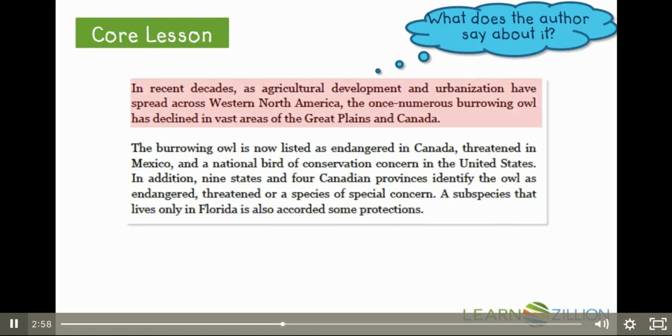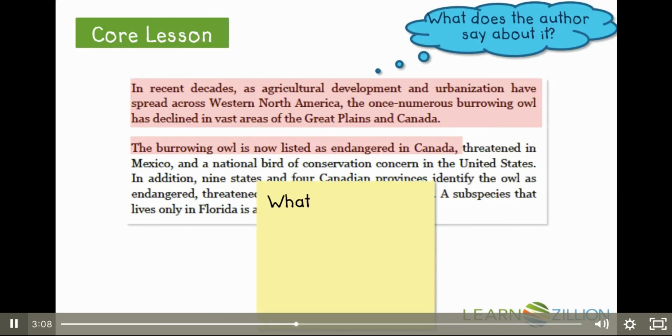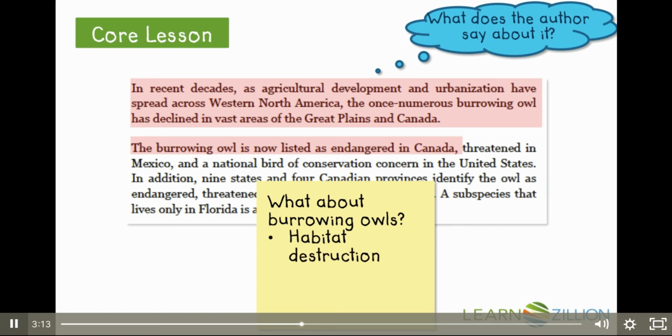So I'm going to highlight this first paragraph. It talks about how they are declining, and here's why: agricultural development and urbanization. It's also talking about it being endangered in different areas. So what about the burrowing owl? We're seeing it's facing habitat destruction. Its status has become endangered in a lot of different places.